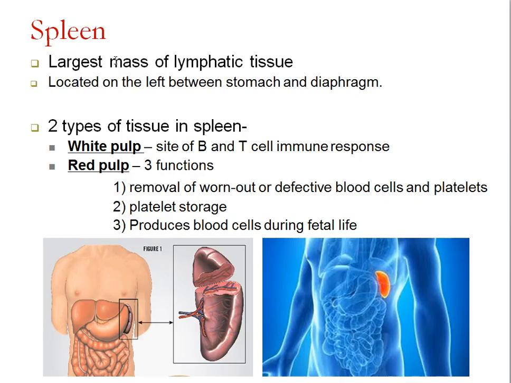All right, the spleen. Spleen is the largest mass of lymphatic tissue, located on the left between the stomach and the diaphragm. We got two types of tissue in our spleen. We got white pulp, which is the site of B and T cell immune responses. We got a red pulp. Red pulp has three different functions. It works to remove worn out or defective blood cells and platelets. We can use it for platelet storage, and it works to produce blood cells during fetal life.